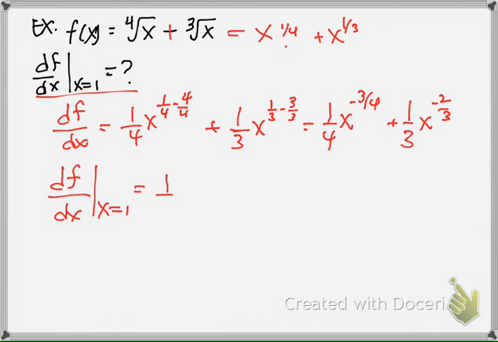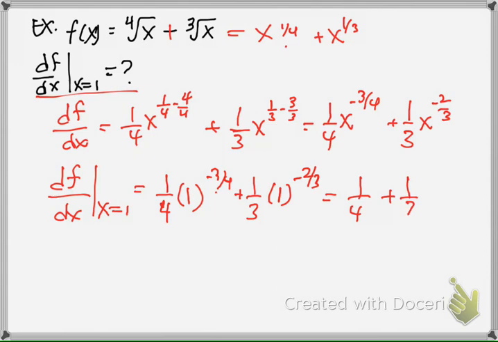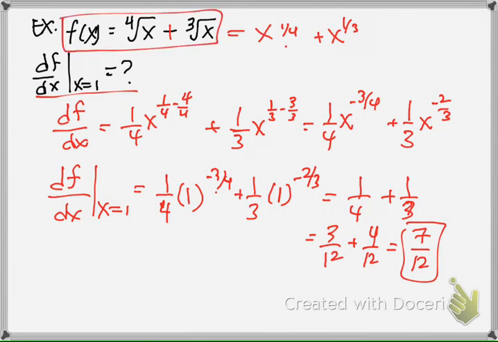It asks us to evaluate this at 1. That means I am going to plug in 1 for my x's. And so I actually get 1/4, because 1 to any power is just 1, plus 1/3. Getting like denominators, I'll have 3/12 plus 4/12, and so the value is 7/12. So this represents the slope of the tangent line at x equal to 1 of my function f of x.